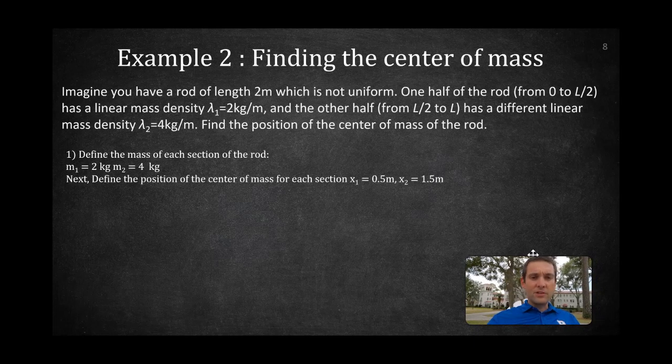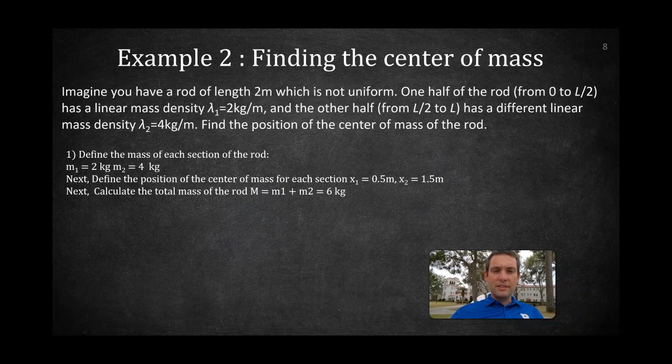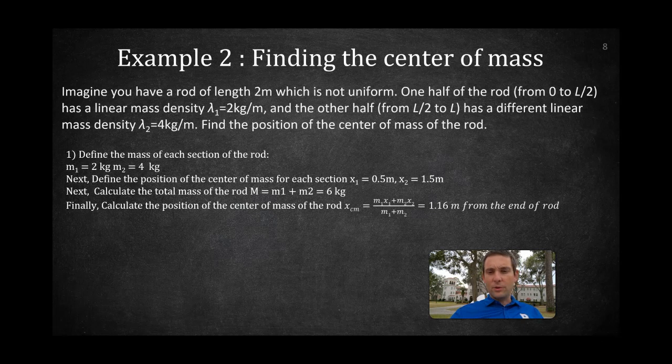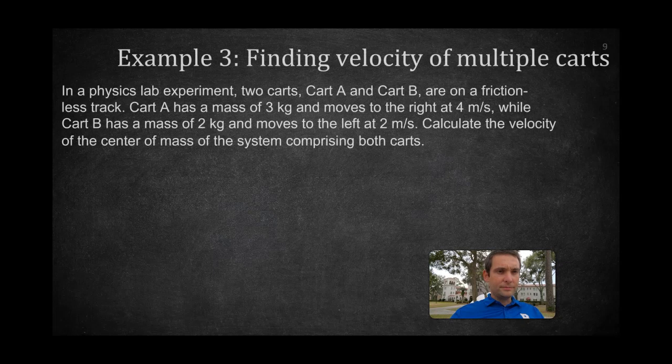Next, we're going to define the position for the center of mass for each section. The center of the first section is halfway through the first section. If the first section is 1 meter long, then halfway through that is going to be at position 0.5, and for position 2 is going to be at 1.5 meters from the end. Next, we'll calculate the total mass of the rod to be 6 kilograms. And finally, we'll calculate the position for the center of mass using our formula, and we should get 1.16 meters from the left end of the rod.